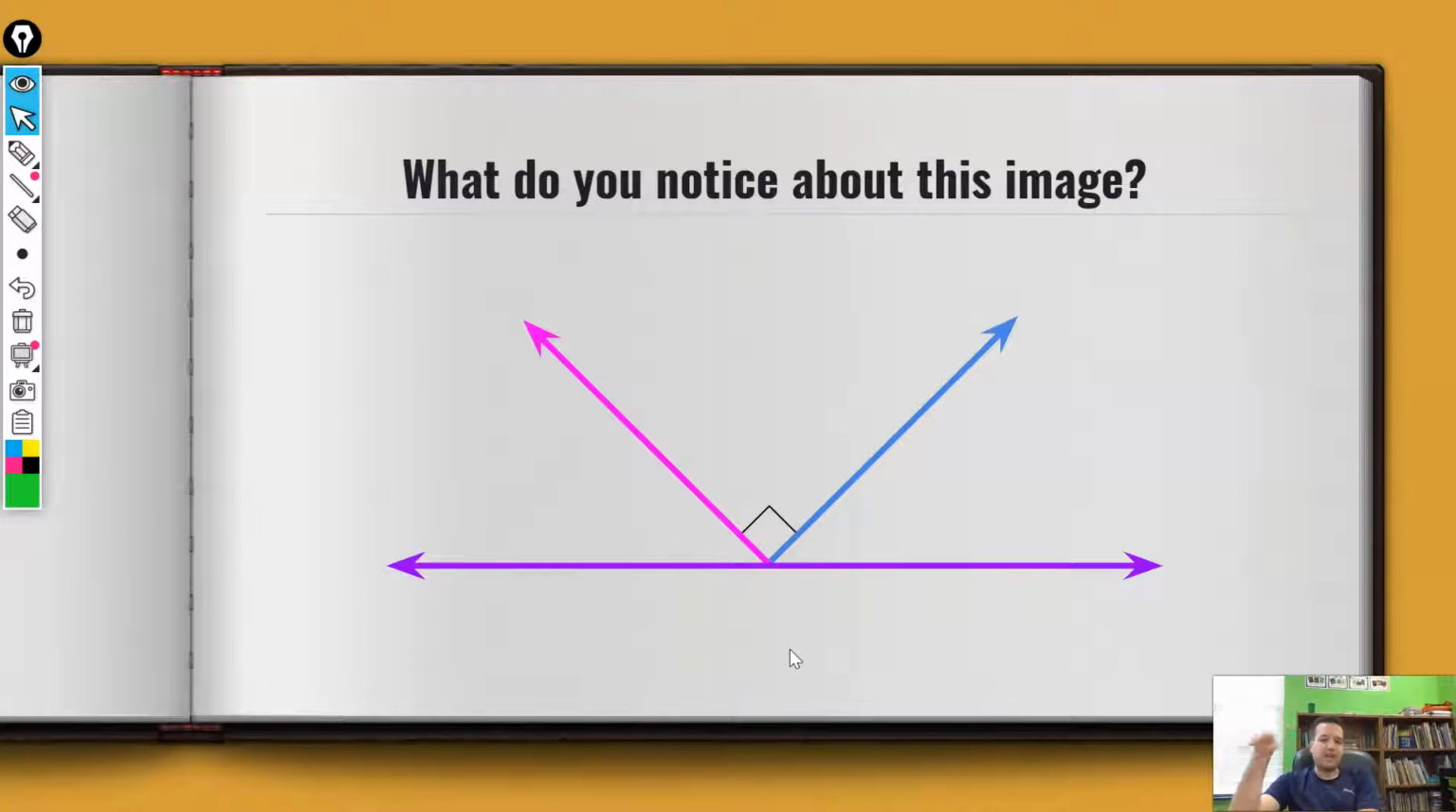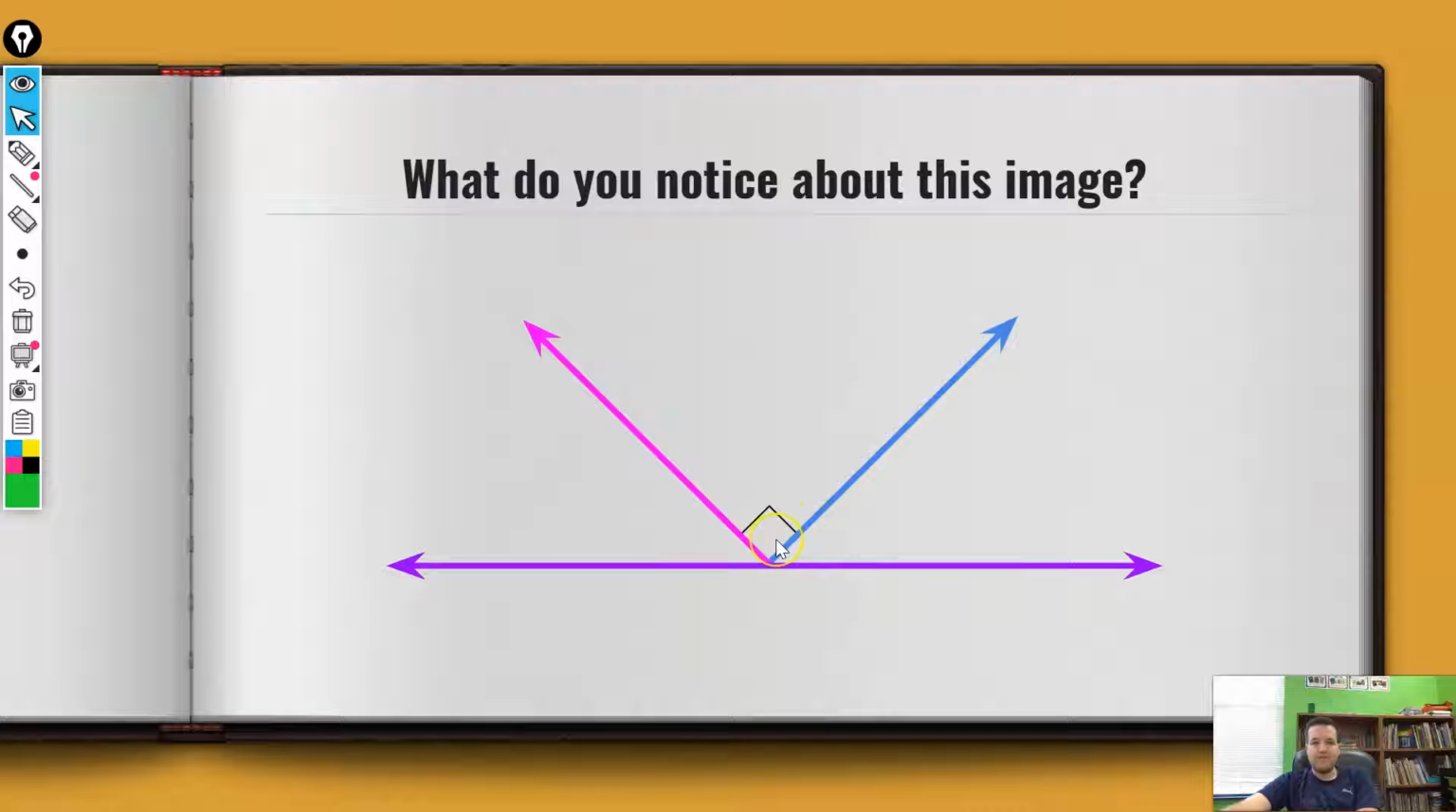Now let me back up to what I had skipped over. What do you notice about this image? I want you to just take some time to think through what you are noticing. So one of the things that I notice is that there is a purple straight angle that measures exactly 180 degrees down on the bottom. But then I also see that this pink ray with the blue ray creates an angle that is a right angle. And I notice that because of the square corner here. It measures exactly 90 degrees.